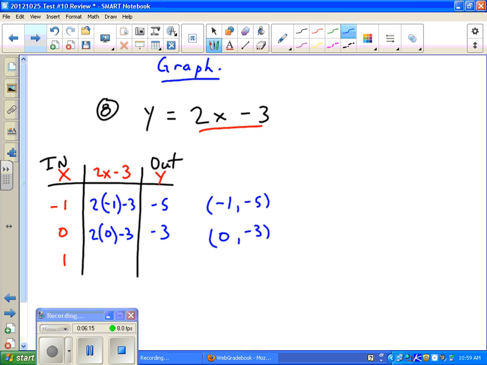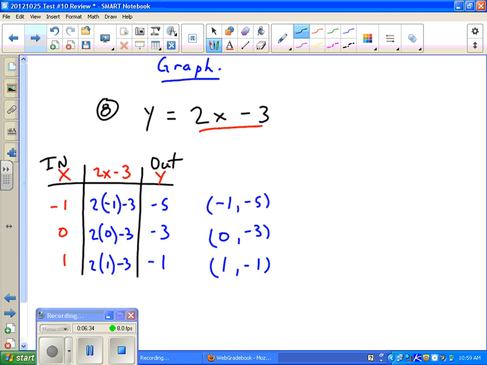And then your last ordered pair, you plug in 1. So 2 times, instead of x, it's 1, minus 3. 2 times 1 is 2, minus 3 is -1. So you have your third ordered pair, 1, -1. Now that you have 3 ordered pairs, you graph them on a Cartesian plane.